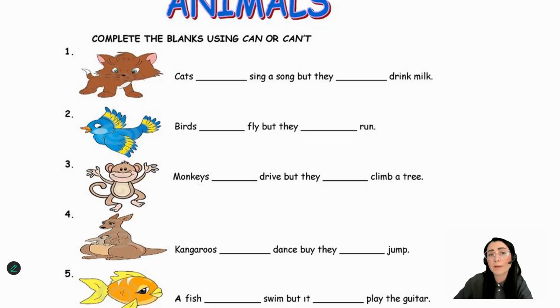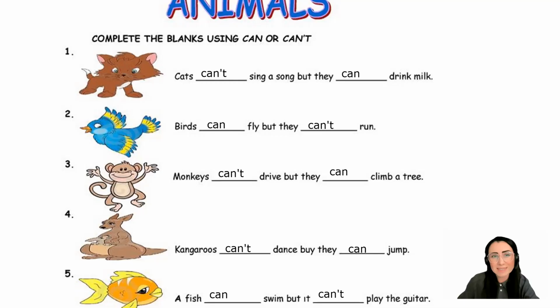Now do the same with other sentences, then check your answers. Correct answers. Let's read the sentences. Number 2. Birds can fly, but they can't run. Number 3. Monkeys can't drive, but they can climb a tree. Number 4. Kangaroos can't dance, but they can jump. Number 5. A fish can swim, but it can't play the guitar.